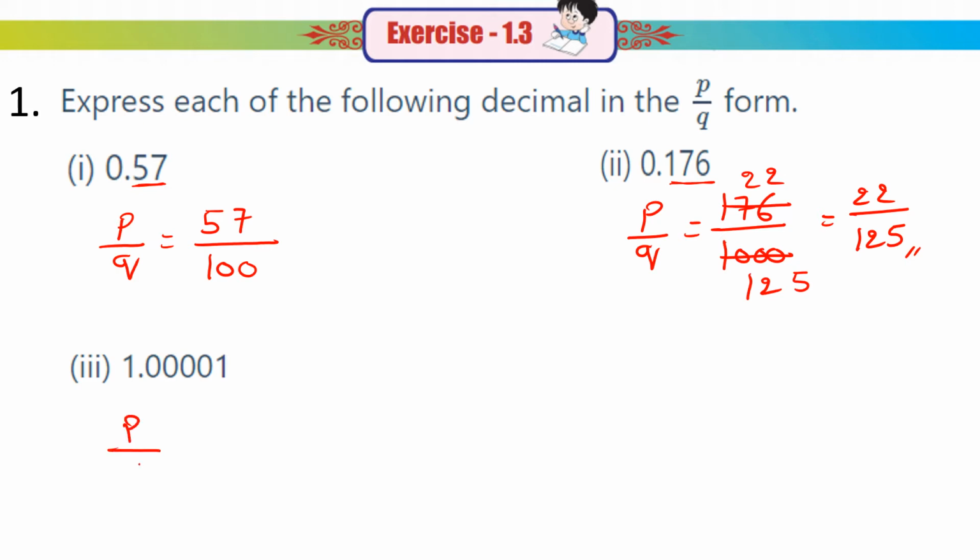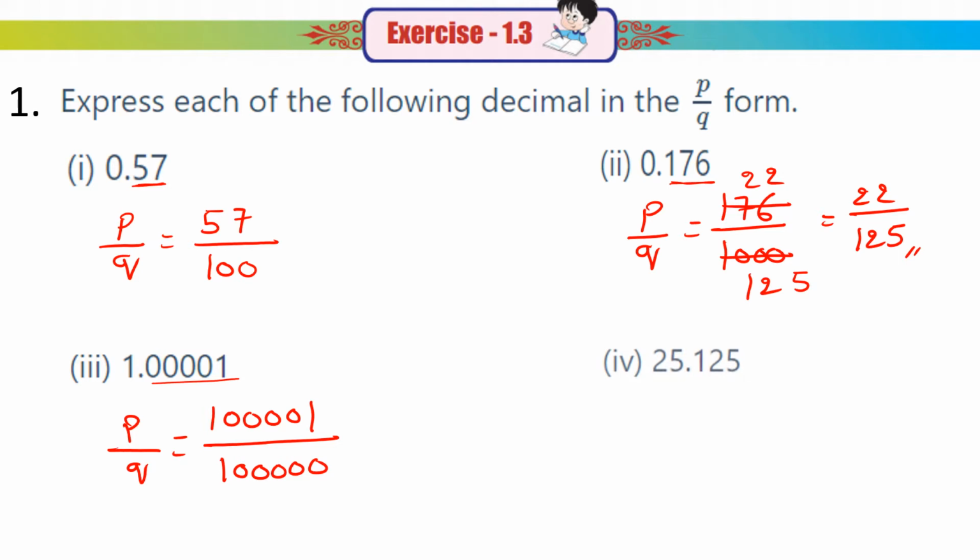So first we omit the point in the numerator and write all the digits as they are, that is 100001 as the total number. After the decimal point there are 5 zeros, that's why we should write 1 lakh here. So it is 1 by 1 lakh.